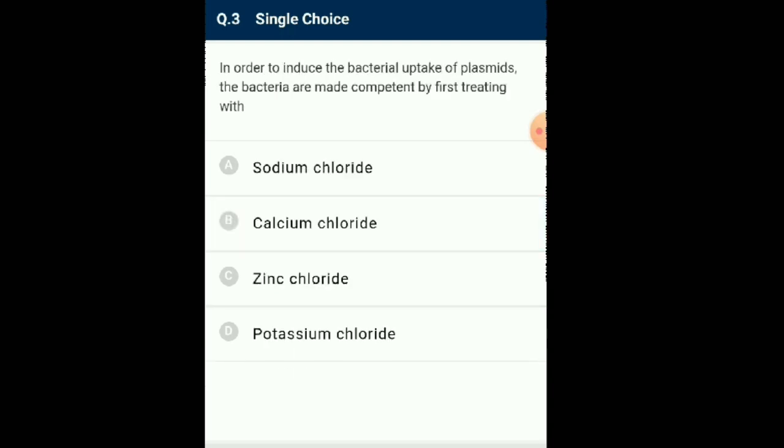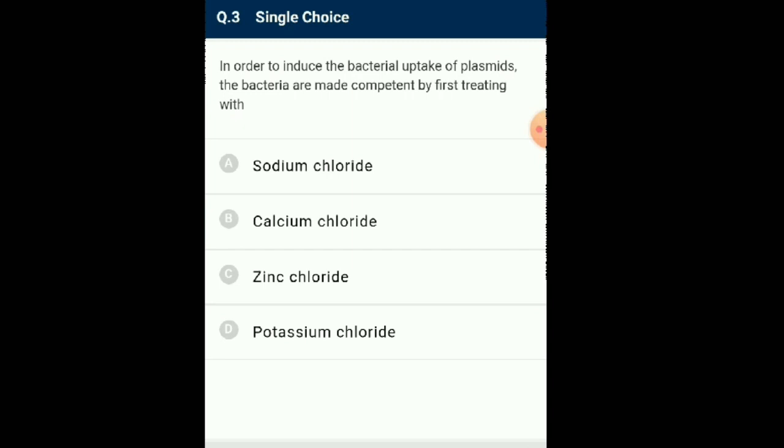Question number 3. In order to induce the bacterial uptake of plasmids, the bacteria are made competent by first treating with. In the calcium chloride method, the competency can be obtained by creating pores in the bacterial cells by suspending them in a solution which is high in calcium concentration. So the answer for this question is option B, calcium chloride.